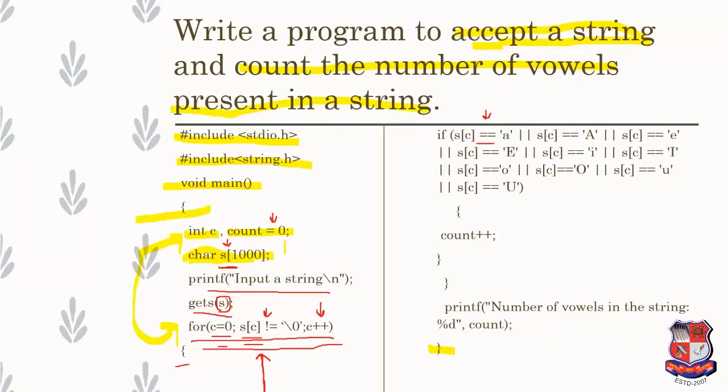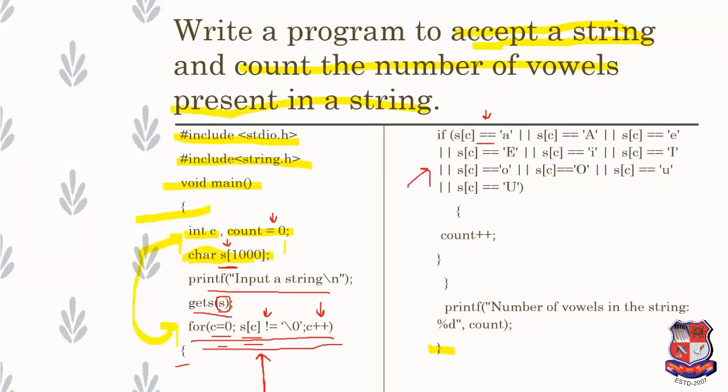So s of 0 for c equal to 0, it will check whether s of 0 is equal to a, e, i, o or u, in both lower and upper case. Then what will happen? First of all, c is equal to 0. At that time, the condition s of 0 not equal to null will be checked. Then only it will enter the for loop. This if condition will get checked.